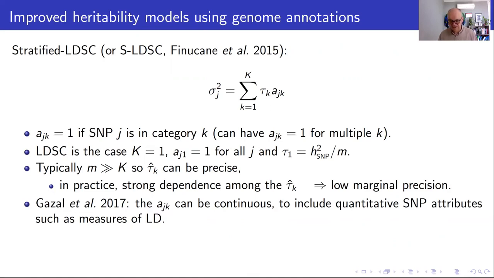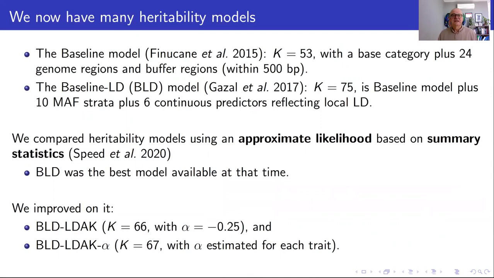So they developed their model in that direction. So now we have lots of heritability models. There's the Finucane et al. one I just mentioned, which has 53 parameters, a lot of functional categories. Each functional category also has a buffer region of 500 base pairs either side, and a couple of other categories. Then the baseline LD model came along with extra continuous variables in the model for MAF and LD, and so they bumped it up to 75 parameters.